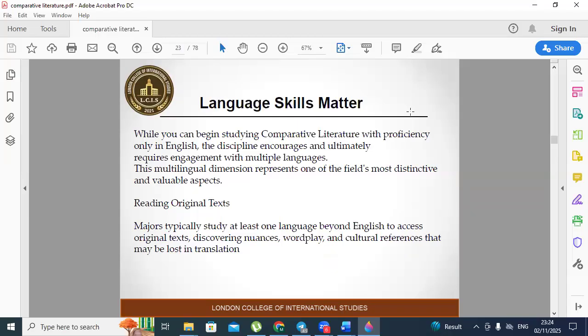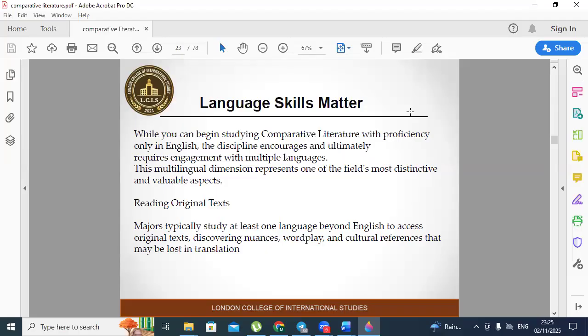Language skills matter. While you can begin studying comparative literature with proficiency only in English, the discipline encourages and ultimately requires engagement with multiple languages. This multilingual dimension represents one of the field's most distinctive and valuable aspects. Reading original texts: majors typically study at least one language beyond English to access original texts, discovering nuances, wordplay, and the cultural references that may be lost in translation.